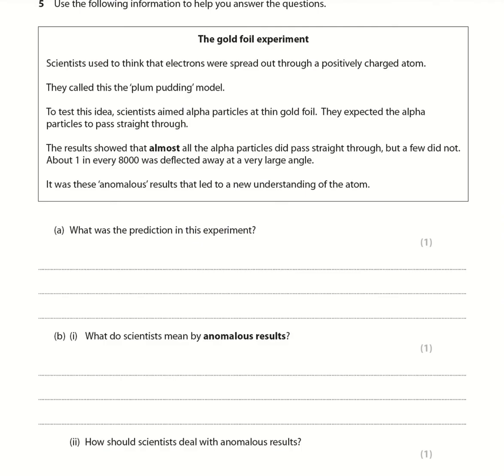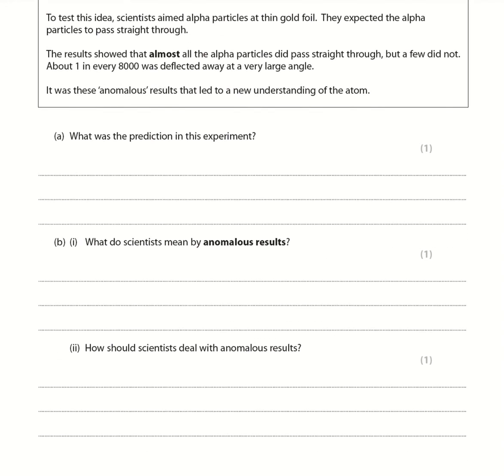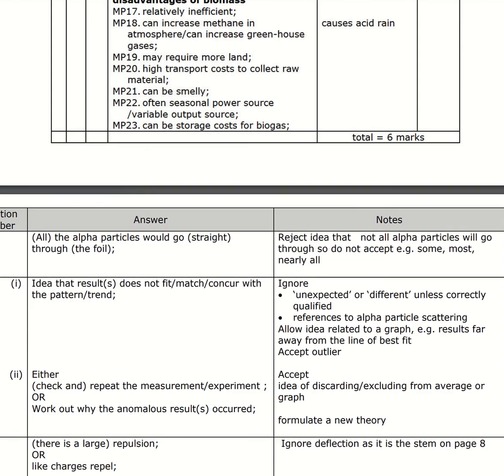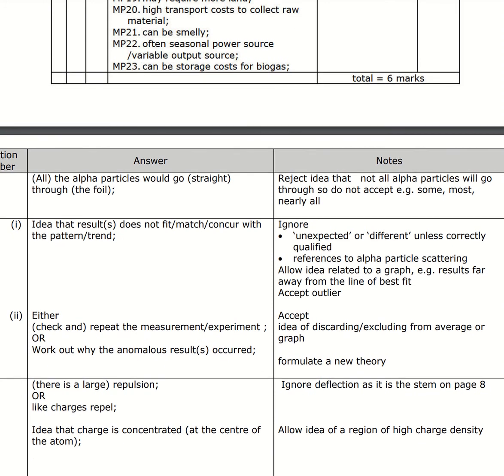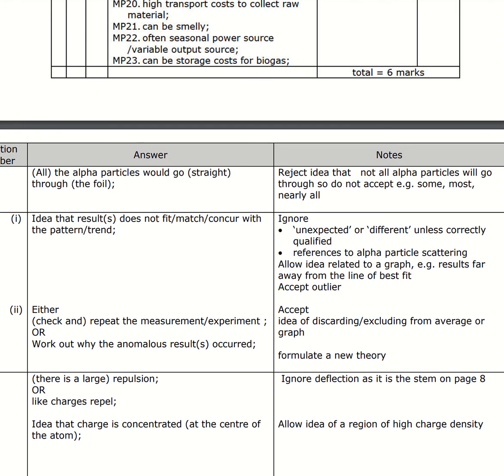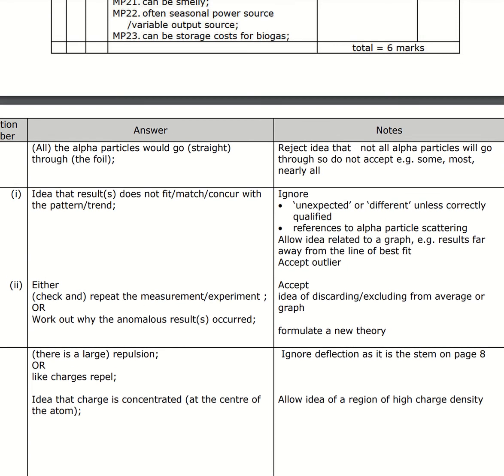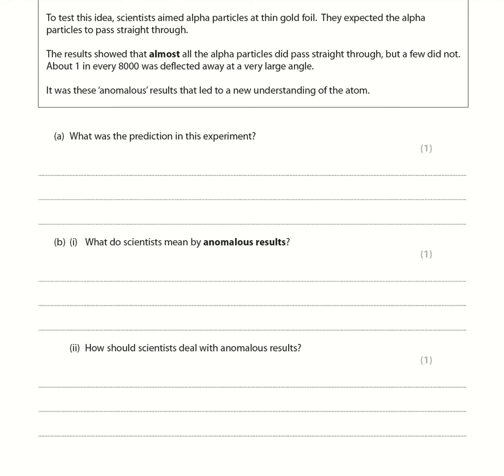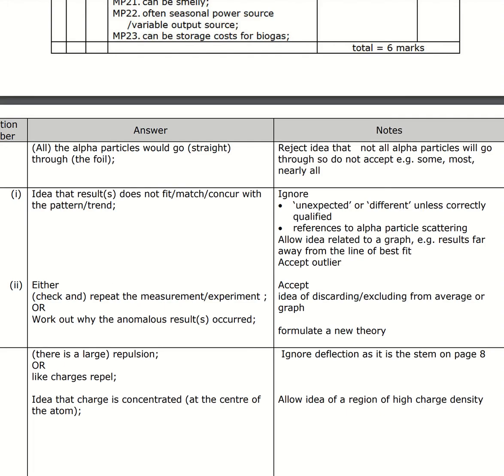How should scientists deal with anomalous results? They can either use them to check and repeat the measurement, check and repeat the experiment, and work out why the anomalous results have occurred. So that's how they can use anomalous results, by checking why they occurred in the first place and repeating the experiment. Thank you.